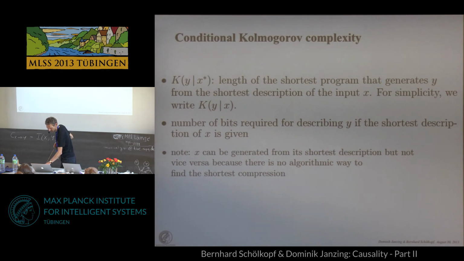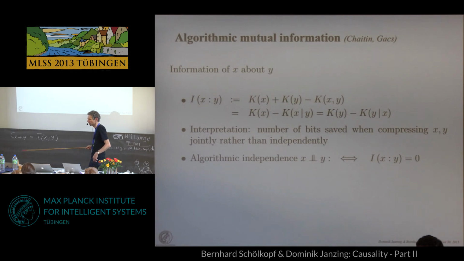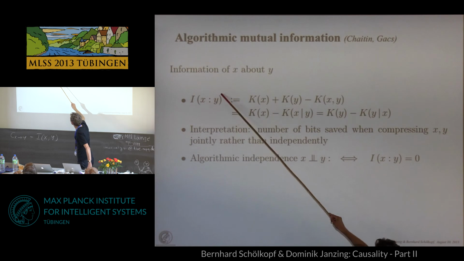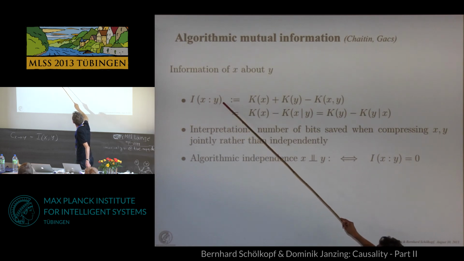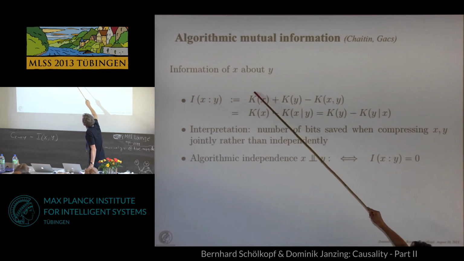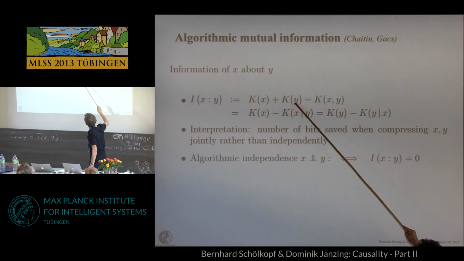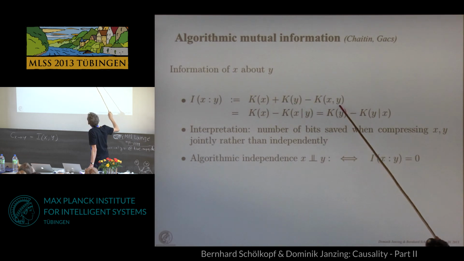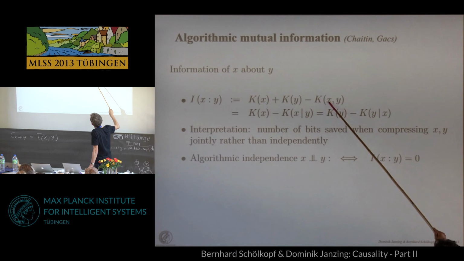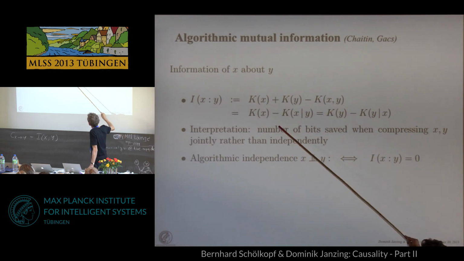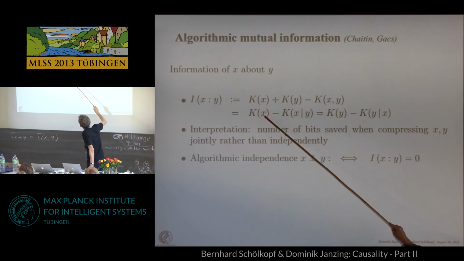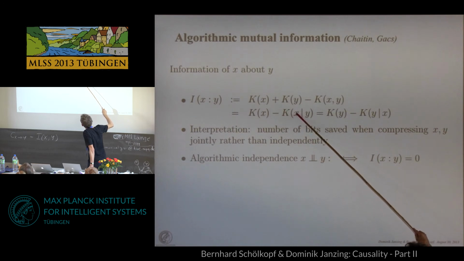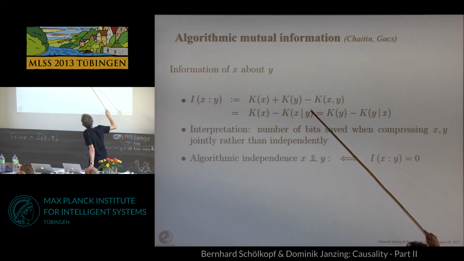That's also the reason why it's uncomputable. Okay, the most important notion now will be the algorithmic mutual information between two strings. It's the complexity of x plus the complexity of y minus the joint complexity. And surprisingly, this can be rewritten as complexity of x minus complexity of x given y, actually y star.